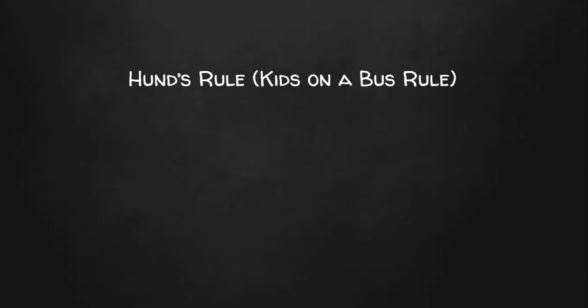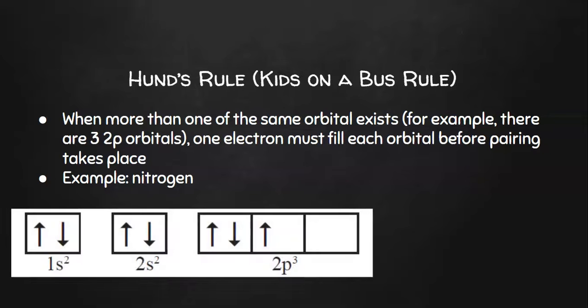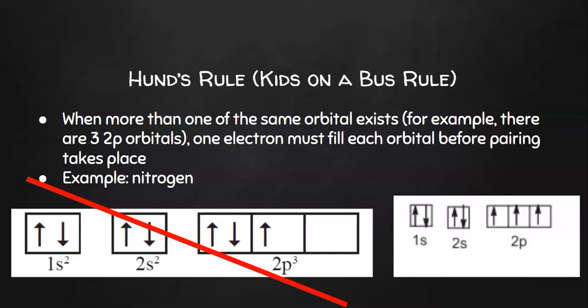Hund's rule is the kids on a bus rule, some people call it, and the idea is that when more than one of the same orbital exists, so for example, there are 3 2p orbitals, 1 electron has to go in each orbital before pairing takes place, just like slightly antisocial kids on a bus might sit alone before they pair up in their seats. So for example, nitrogen. Now, this would not be a correct orbital filling diagram because in the 2p orbitals, those 3 electrons didn't have to pair up. Instead, it should look like this. 1 electron goes in each orbital.